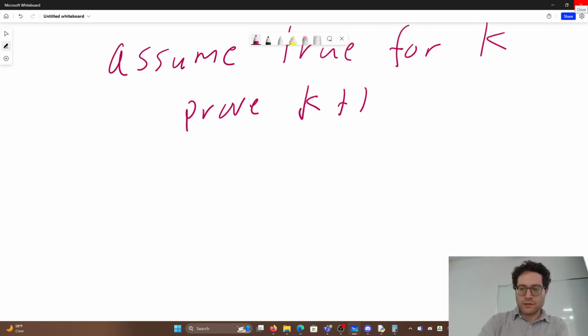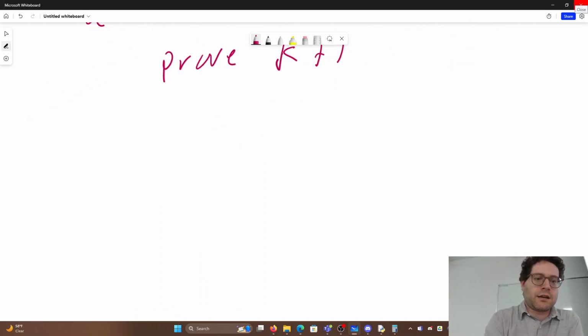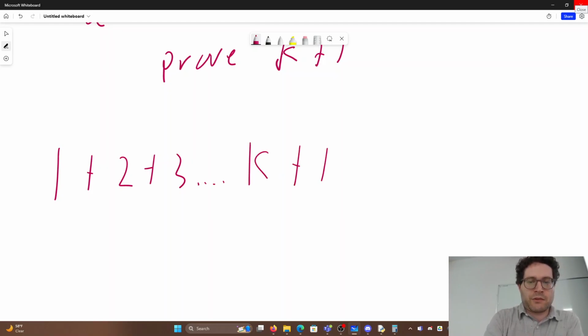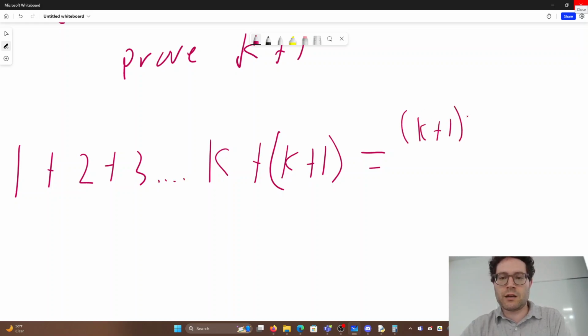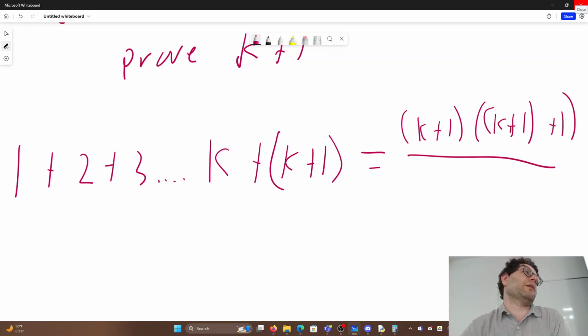So what we do over here is a bit of cheekiness: 1 plus 2 plus 3 all the way to k plus 1. I'll go ahead and surround that by parentheses, okay? And that's equal to our original form. Our original formula was n times n plus 1 over 2, so k plus 1 times k plus 1 plus 1. Everywhere there was an n, I replaced it with a k plus 1.